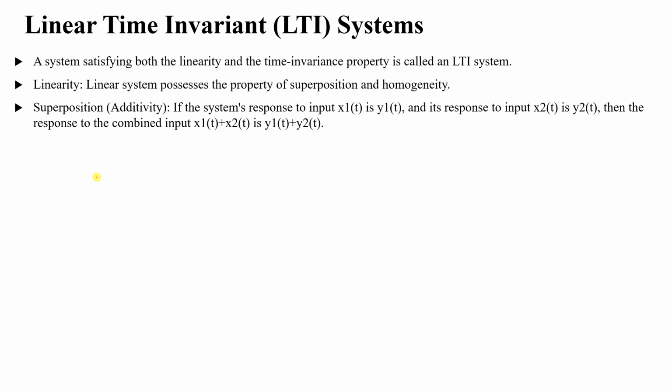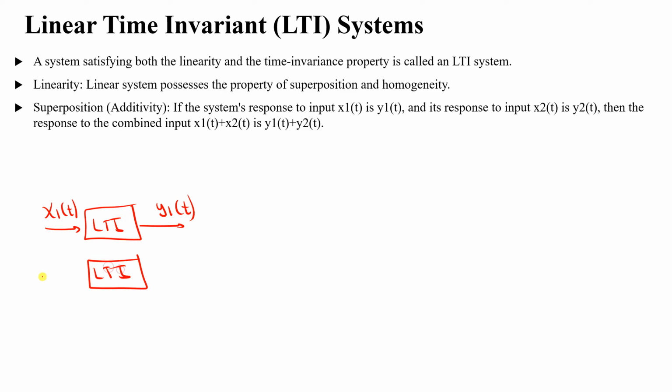So let's say we have an LTI system like this, and I give the system an input x1. The output will be y1 of t. The same LTI system, I subject it to x2 of t. It will give us y2 of t. Okay, so two different inputs give us two different outputs.